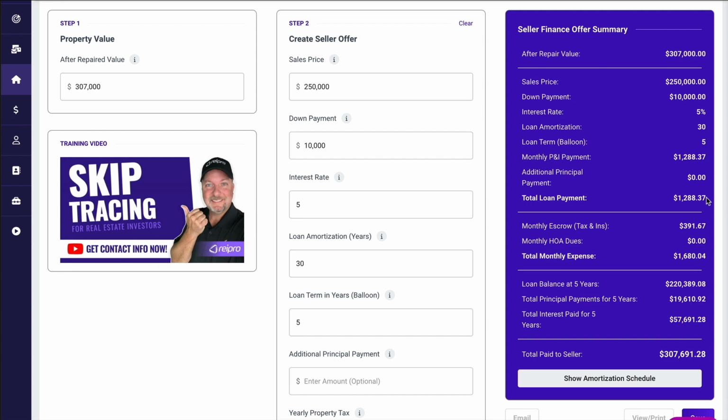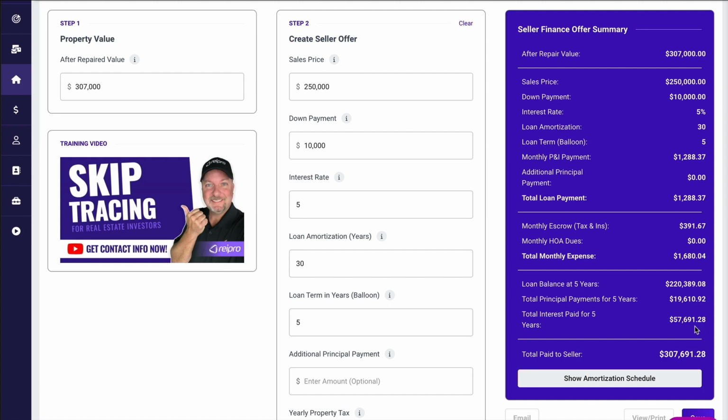Now keep in mind, you also have taxes and insurance, depending on how this is going to be paid. Sometimes it's paid within the loan that's originally already in place if the seller has one, and sometimes it's not, and that could be paid separately. At the end of the day, you really need to look at the total monthly expense because you own the property now, so you have to pay the principal and interest payment plus the taxes and insurance. So that brings it up to $1,680. Now the loan balance after 5 years is going to be $220,000. Total principal payments for 5 years is $19,200. Total interest paid for 5 years is almost $58,000.